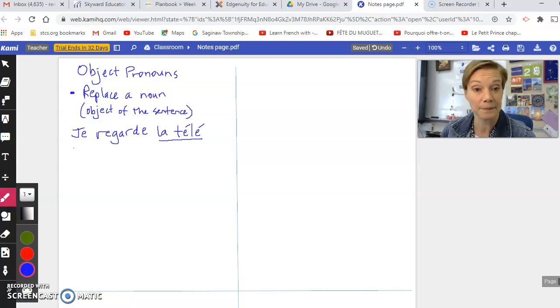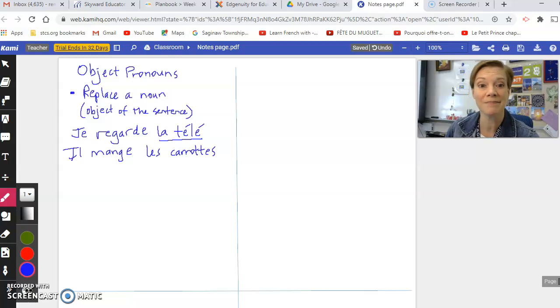Another example. Il mange. Il mange les carottes. He's eating the carrots. So what's the subject? Il. Il is doing the verb. The verb is mange. And what is he eating? Les carottes. That's the object, the thing that's getting eaten, the thing that's getting verbed. Voilà. How about one more?